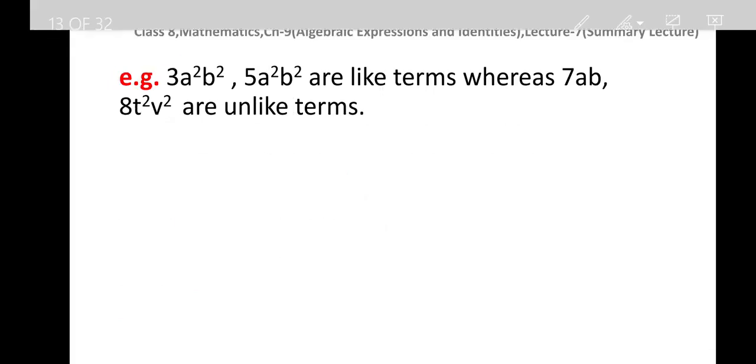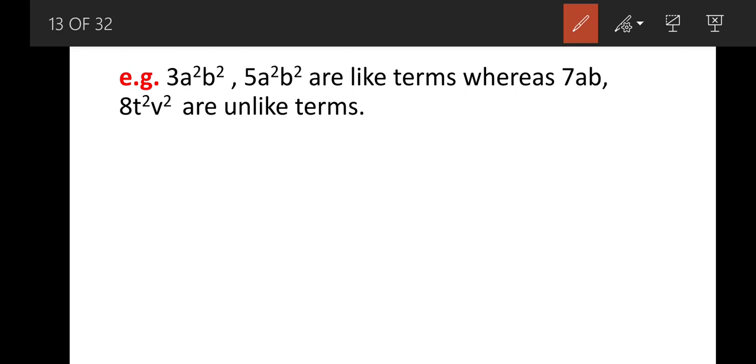In this example, 3a square b square. Here it is a square b square. It is the literal coefficient. A square b square, it is the literal coefficient. So these are like terms. Whereas in this 7ab, 8t square v square, literal coefficients are different. Here it is ab and here it is t square v square. So these are unlike terms.